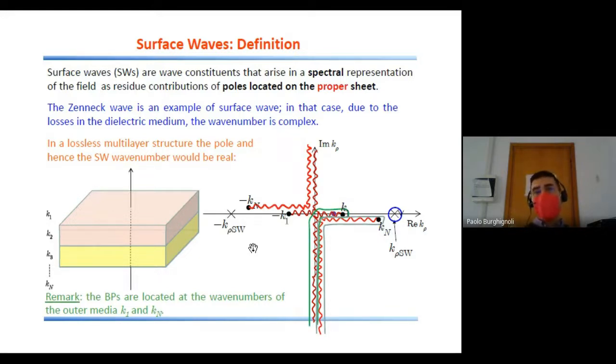The Zenneck wave is probably the simplest example of a surface wave. In that case, since the dielectric medium was lossy, the wave number of the Zenneck wave was complex. The Sommerfeld pole was located in the fourth quadrant of the complex plane. Whereas, in general, if your structure is lossless, the pole associated with surface waves will be real because there is no loss mechanism, and therefore it will be located somewhere on the real axis above the larger of the wave numbers involved, so that the wave is a slow wave that attenuates exponentially in the semi-infinite media.